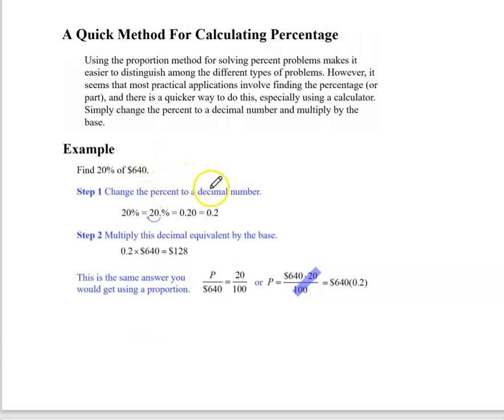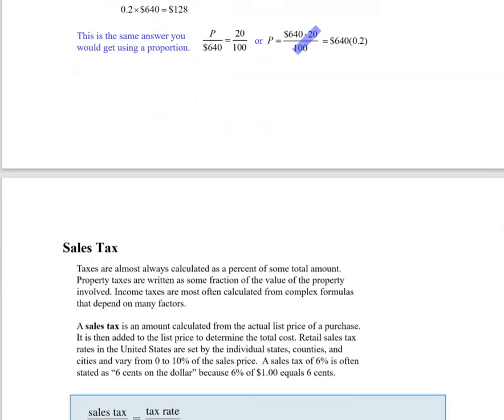Step 1 would be to change the percent to a decimal. So we're going to take 20% and write it as 0.2. Now multiply this decimal equivalent by the base. 0.2 times 640 is $128. This is the same answer you would get using a proportion. So if we wanted to do our part over 640 equals 20 over 100, it's the same answer, just a different method. And once again, it doesn't matter which one you want to use.